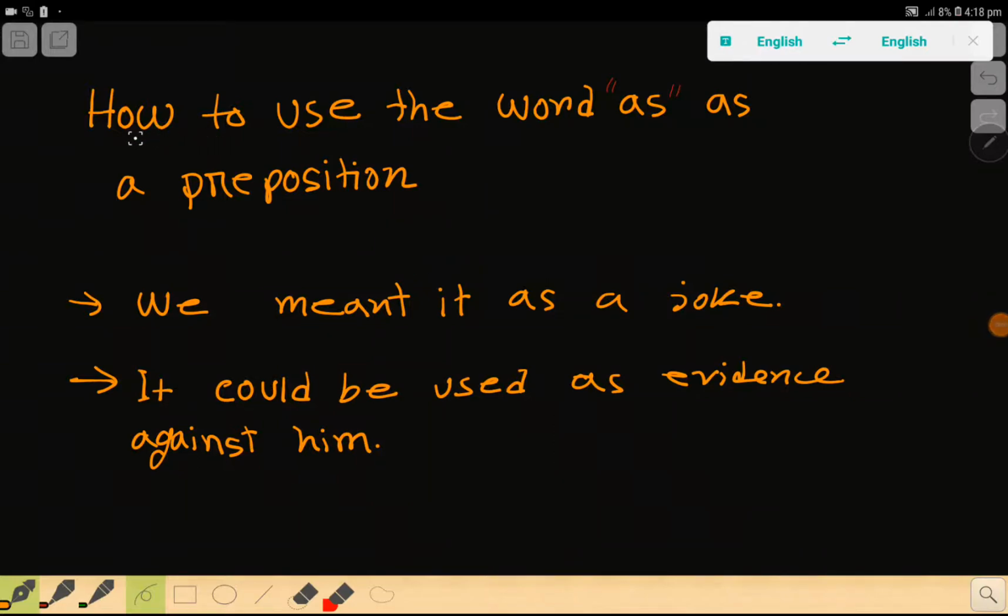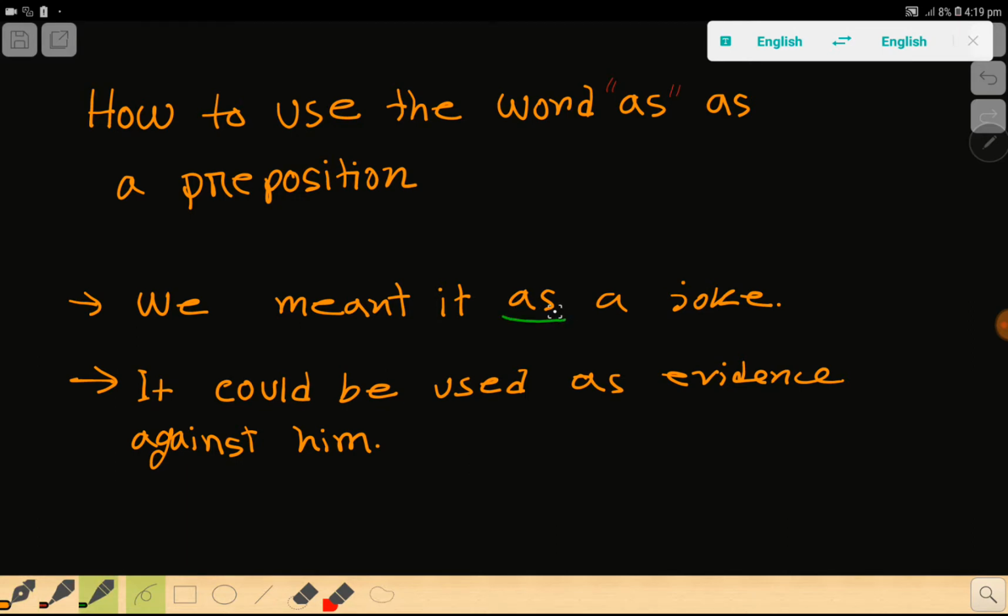Welcome to this class. Today we are going to learn how to use the word "as" as a preposition, right? Okay, so to show you the way to use "as" as a preposition, we have to take an example, right? So look, we meant it as a joke. Look here.